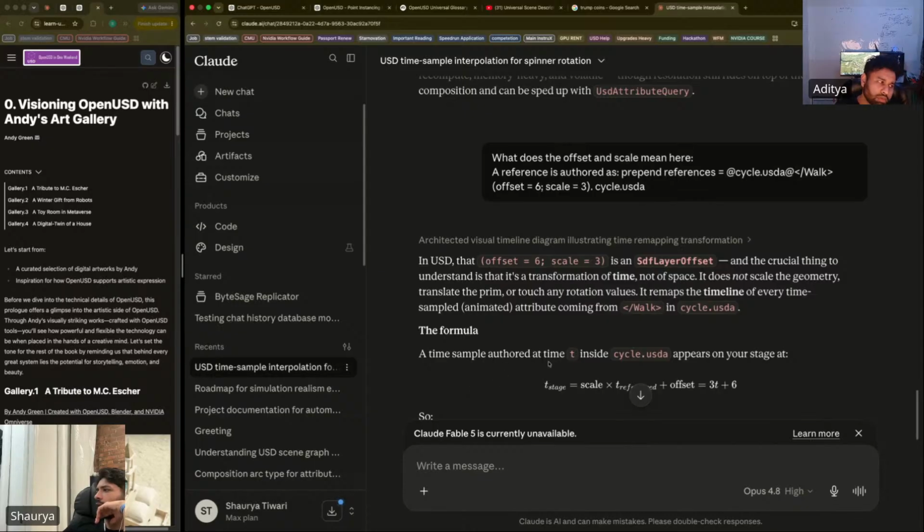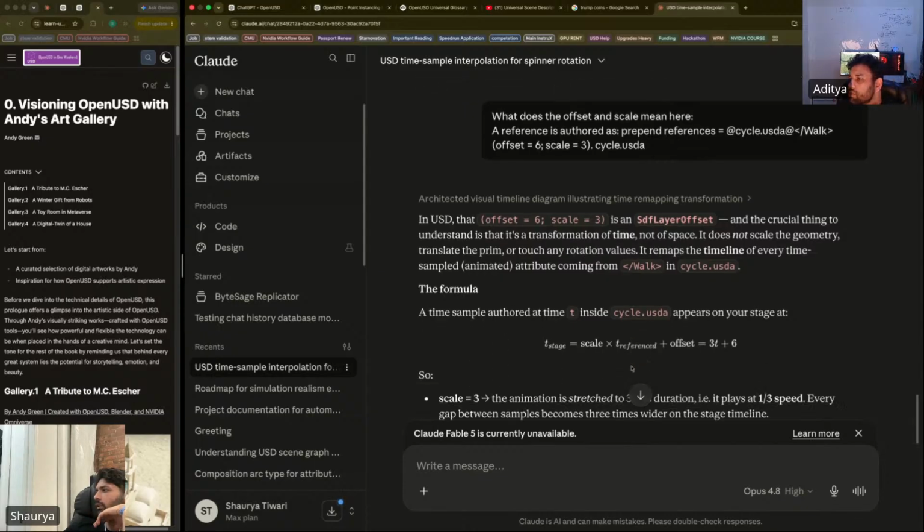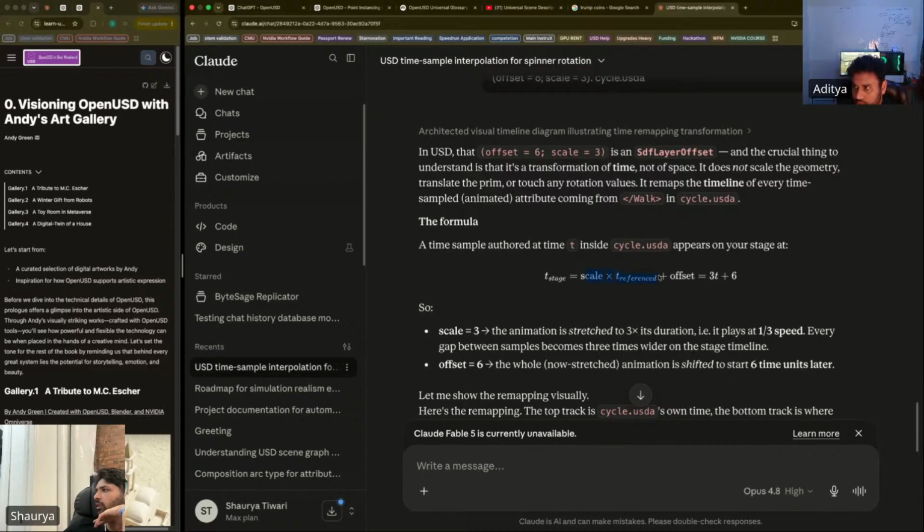A time sample authored at time t inside cycle.usd appears on your stage at t times scale plus offset, so 3t plus 6. Scale is 3: the animation is stretched to 3x its duration. It plays at one third the speed. Every gap between samples becomes 3 times wider on the stage timeline. And 6 means the whole stretched animation is shifted to start 6 time units later.